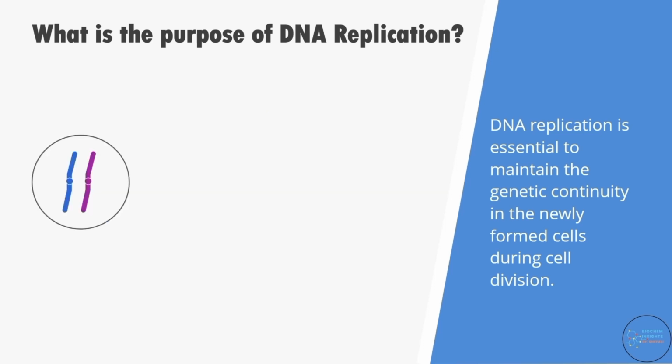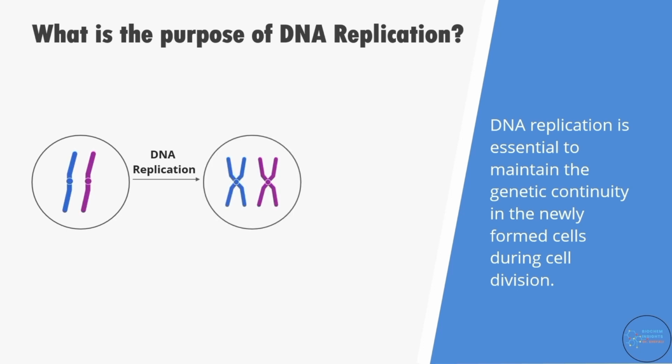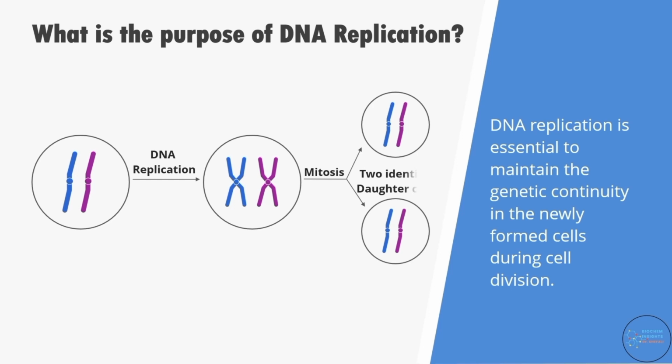Let's see how it happens. As you can see here, this cell has 23 maternal and 23 paternal chromosomes. So the DNA within this chromosome and the DNA within this chromosome has to replicate to give 2 of each, after which the cell undergoes mitosis and you get two identical daughter cells. So the whole purpose of DNA replication is to allow for cell replication or cell division.